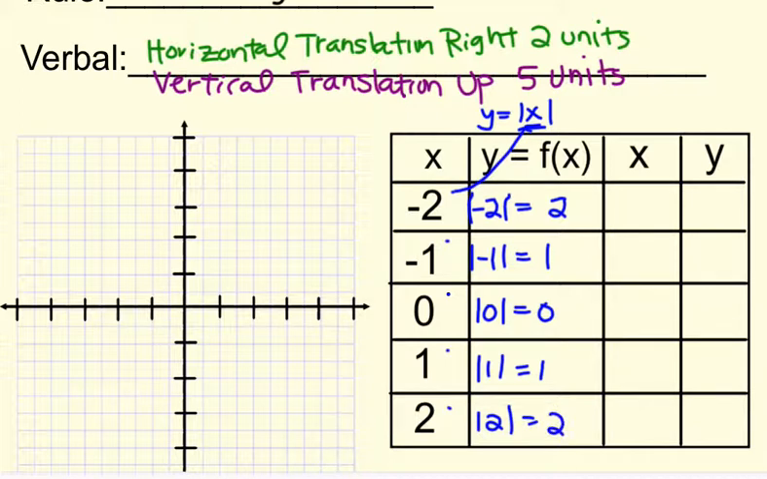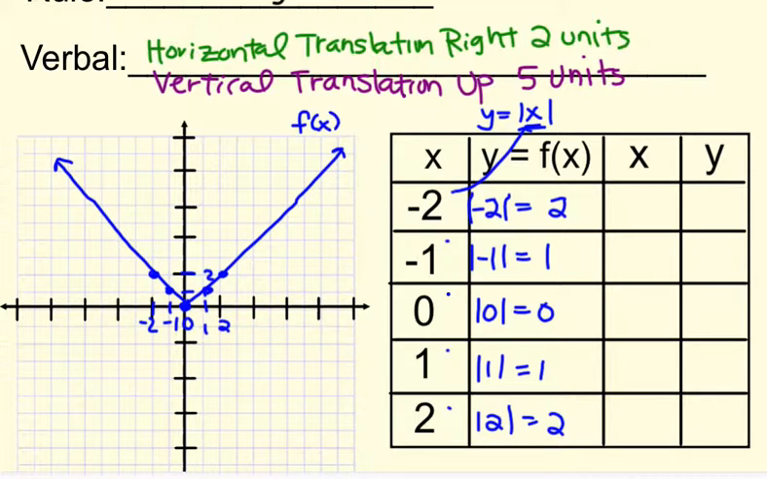Now I've found the 5 ordered pairs that will come up with our parent function graph. So let's go ahead and graph these. -2, 2, -1, 1, 0, 0, 1, 1, 2, 2. Here is our parent function graphed out in blue. I'm going to identify that as my parent function, f of x equals the absolute value of x.